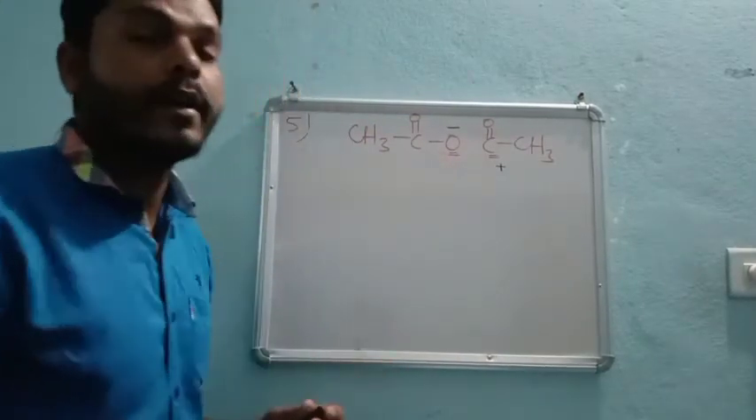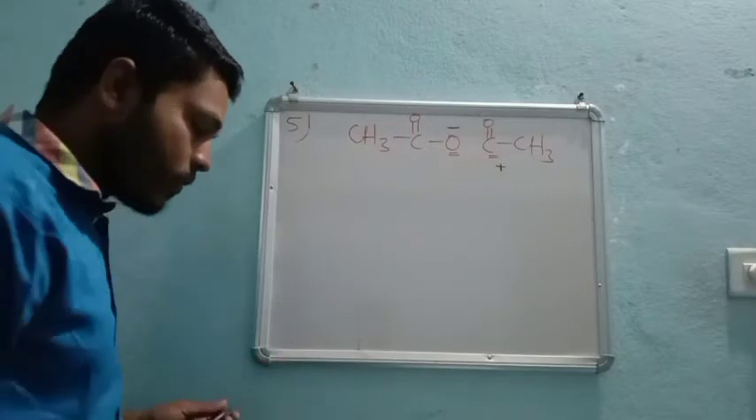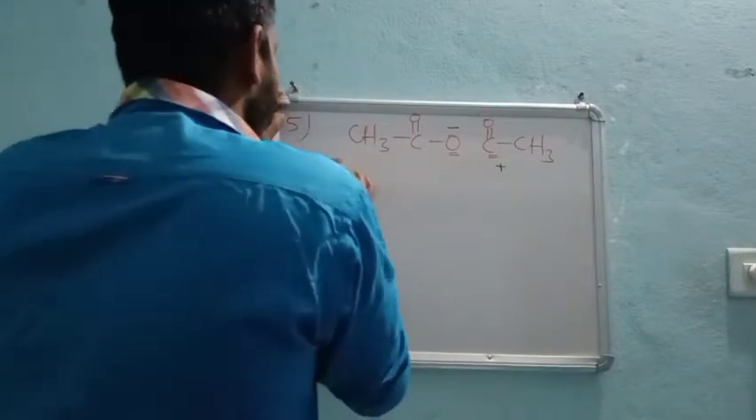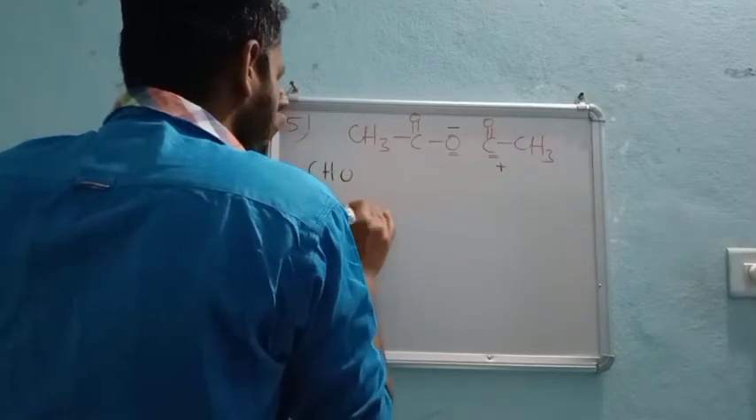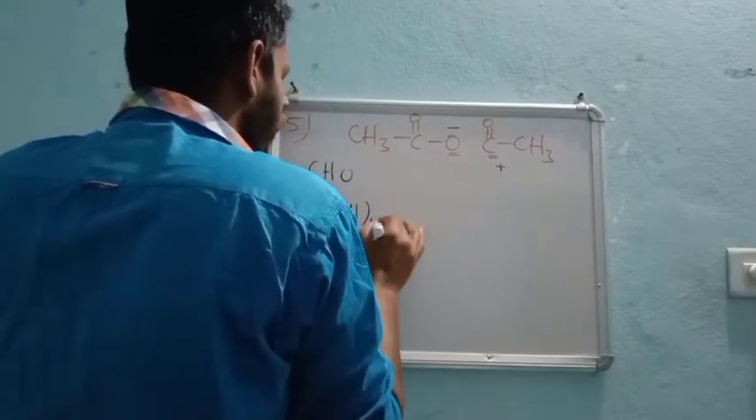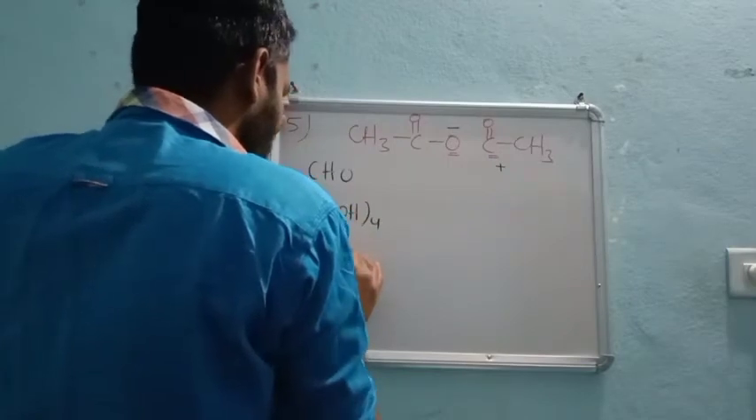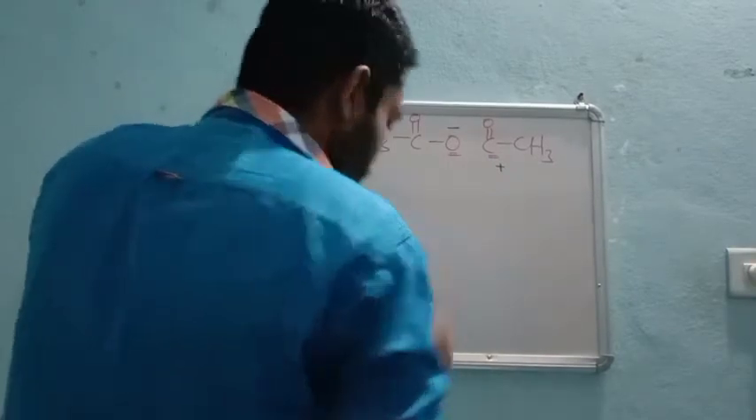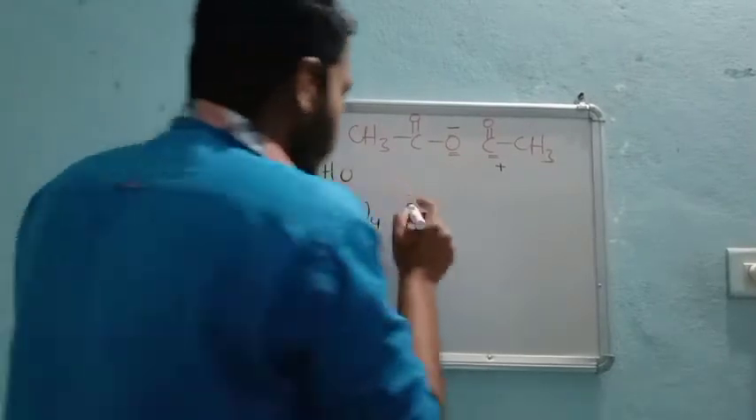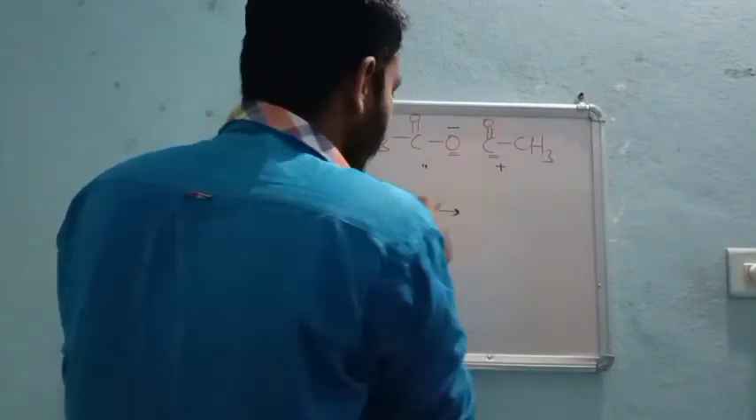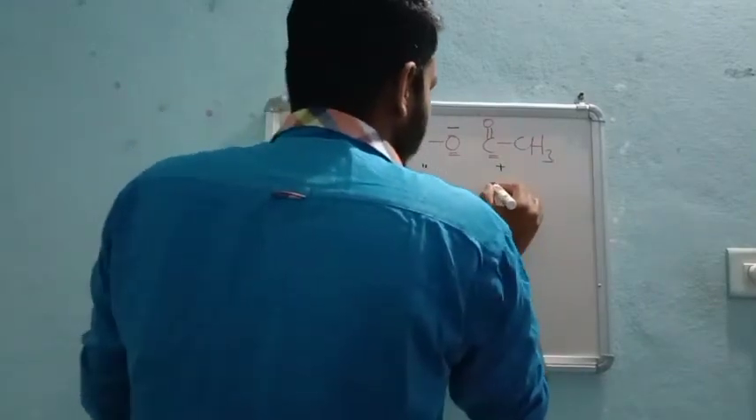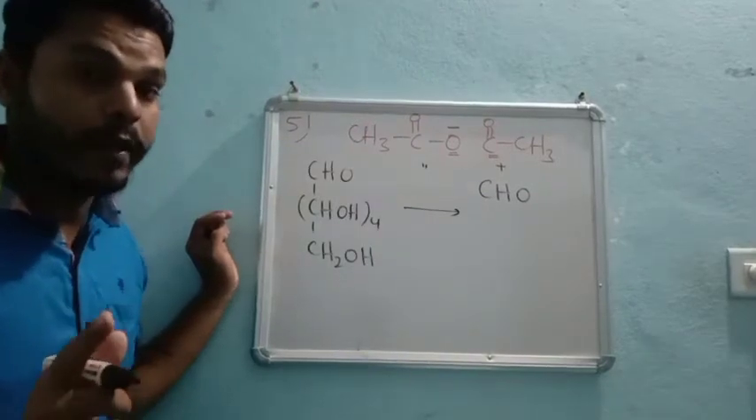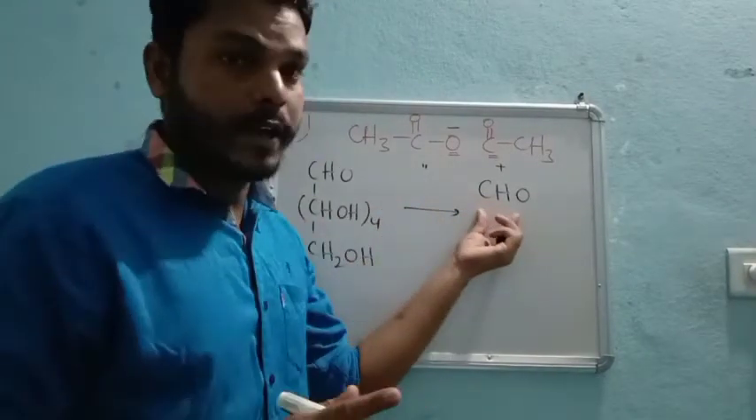ionization of acetic anhydride. If you see the reaction, our glucose is like this: CHO, CHOH four times, CH2OH. If I react this with acetic anhydride, it forms CHO as it is. Why? Because here there is no OH group. Very important. It is an aldehydic group, right?